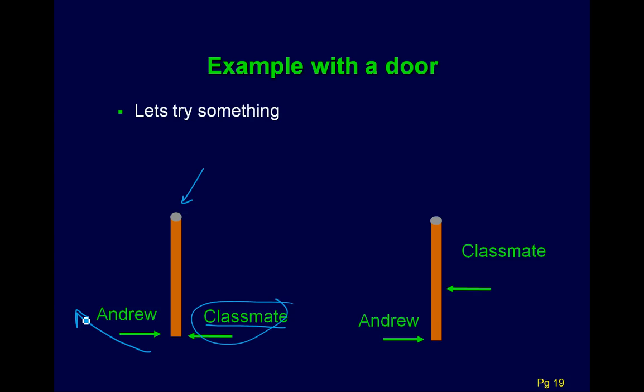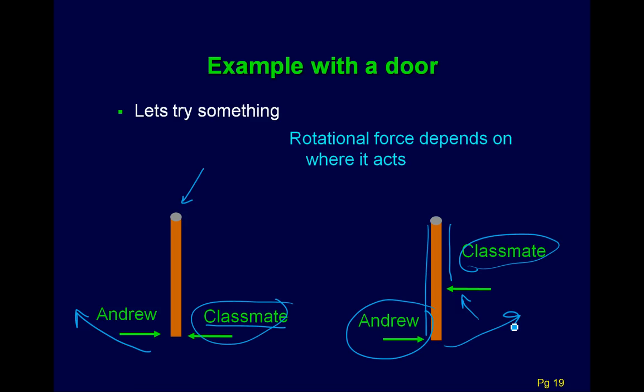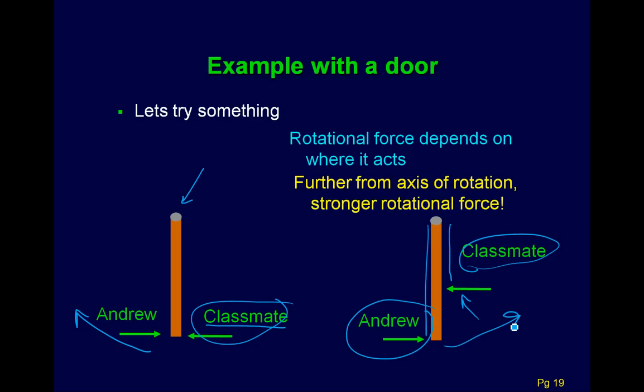All right, now what we can also do, though, is then take that and have the classmate push somewhere halfway in between. And you can try this with your friends. So even though the classmate is stronger, if I have them pushing on an inside part of the door, closer to the axis than where I'm at, I can actually win this time, and be able to push them that way. And this is an example of what's called torque. And so the rotational force depends on where it acts, not only how strong it's acting. And so further from the axis of rotation, the stronger your rotational force will be. And our rotational force is what's called torque.